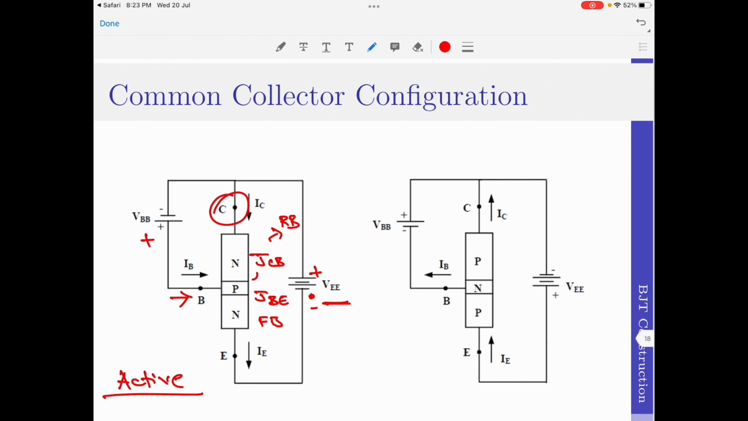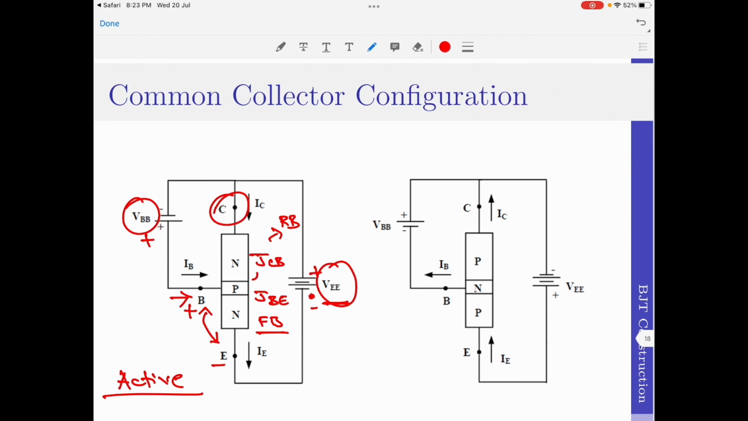If you look at VBB here, the positive terminal of VBB is connected to the base terminal, and coming to VEE here, the negative terminal of VEE is connected to the emitter. If you now analyze the potential difference across base to emitter, you will note that the base is at positive potential and the emitter is at negative potential. Because of this, the base to emitter junction will be forward biased.